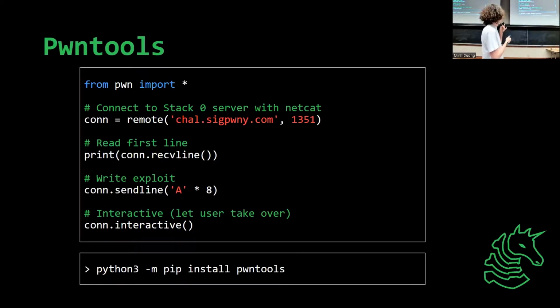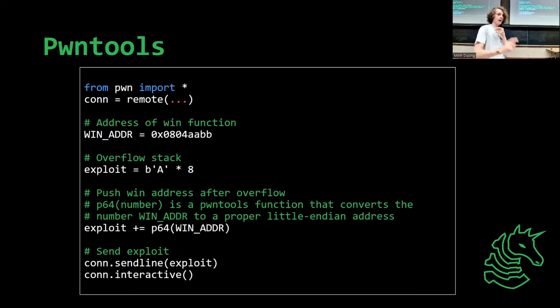Here you can interact with it programmatically, and you can send stuff like that. These slides are in the slide channel if you want to reference this code when you're doing stuff. There's also the p64 function that will automatically little endian encode an address. So here you have this win function address, and this will turn it into the BB AA 04 08 00 00 00 for you. That's convenient. So that's the bulk of the meeting.